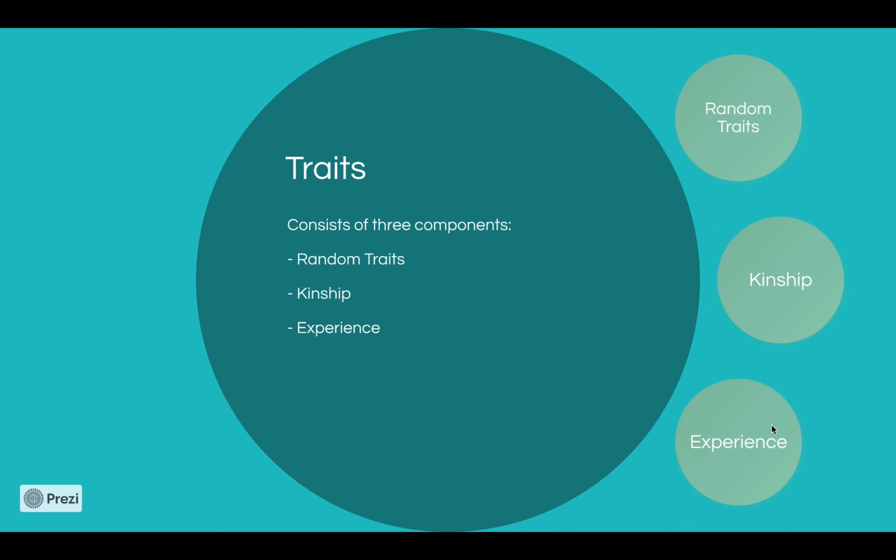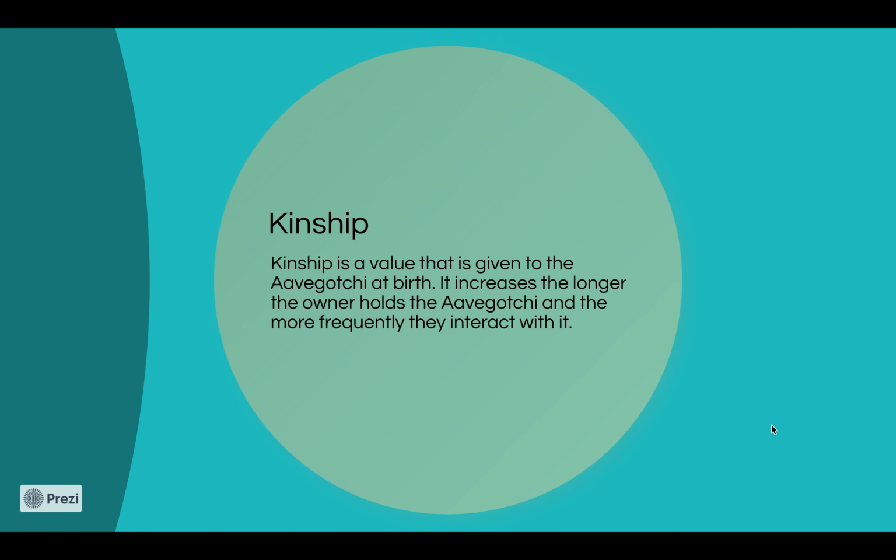Next, we're going to look at kinship. Kinship is a non-random value that is given to an Aavegotchi at birth, and it increases the longer the owner holds the Aavegotchi and the more frequently they interact with it. So it's not just a random thing. You, as an owner of an Aavegotchi, actually have control over its value. The longer you hold it and the more you interact with it, the more valuable this kinship actually becomes.